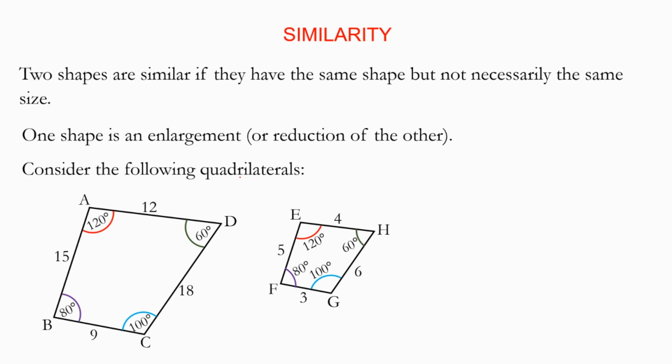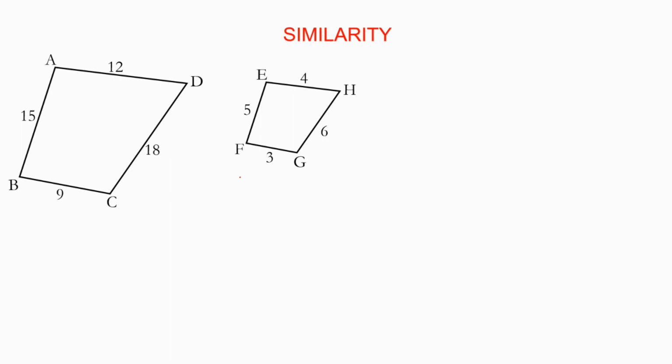What about the sides? What is AB divided by EF? We get 3. BC divided by FG, we get 3. CD divided by GH, we get 3. AD divided by EH, we also get 3. So, let's just discuss these two.